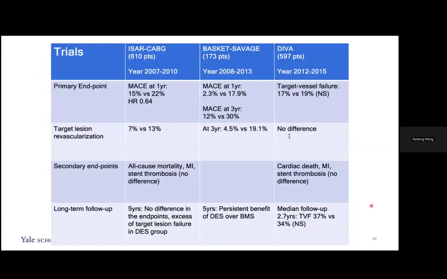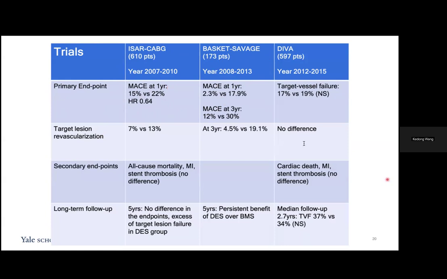So the problem with the previous trial that I presented was that it was underpowered for clinical events. So these are the three more substantial trials that I summarize in each of the columns: the ISAR-CABG, BASKET-SAVAGE, and the DIVA trial. The ISAR-CABG study is the largest randomized controlled trial performed to date in vein grafts, comparing first generation drug-eluting stent versus bare metal stent.